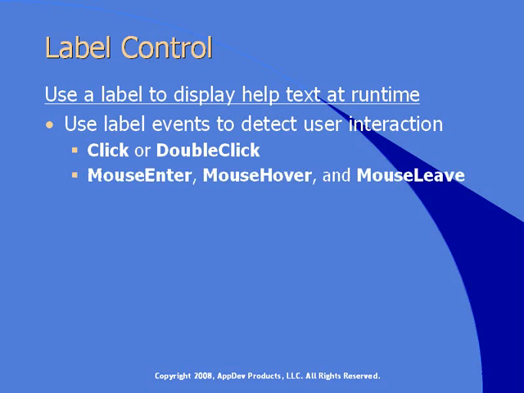You can also use the mouse enter, mouse hover, and mouse leave events to have text appear when the user moves the mouse over the label. Let's go see a demo and see how to use these techniques with a label.